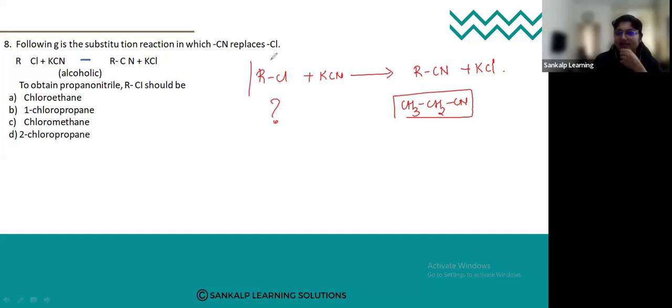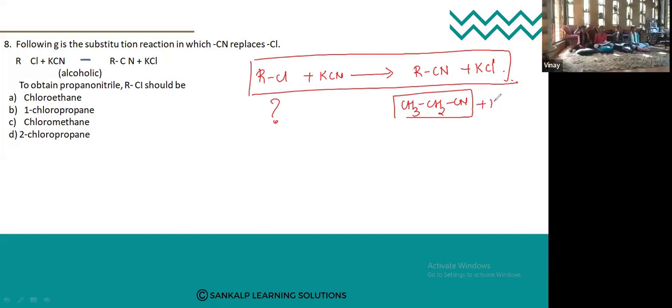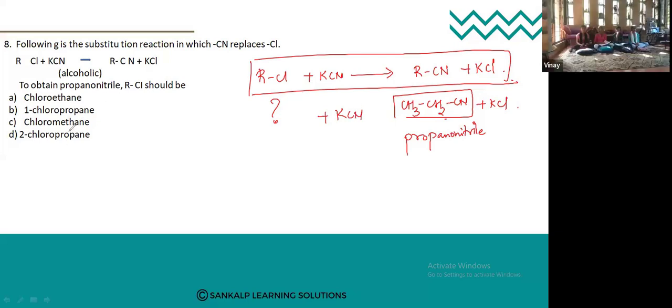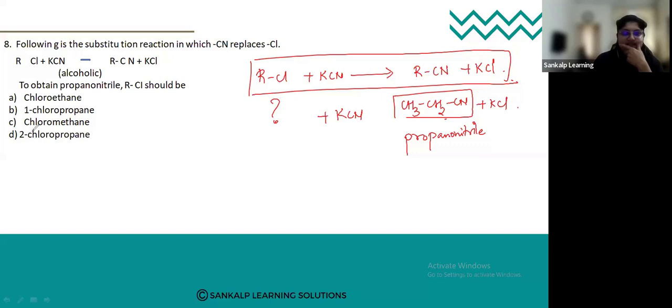So this is the general reaction. By using this, I want to obtain this compound, that is propanenitrile. So what should my RCl be? Which should be my starting product? Option C, ma'am. Chloromethane. Chloromethane is CH3Cl.